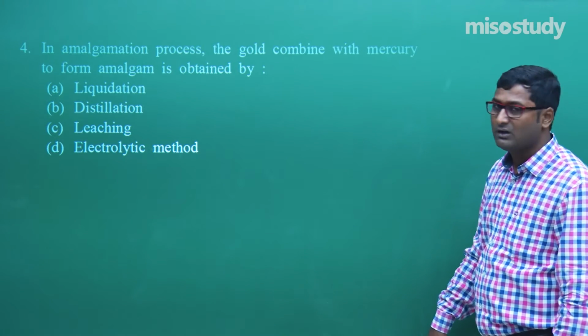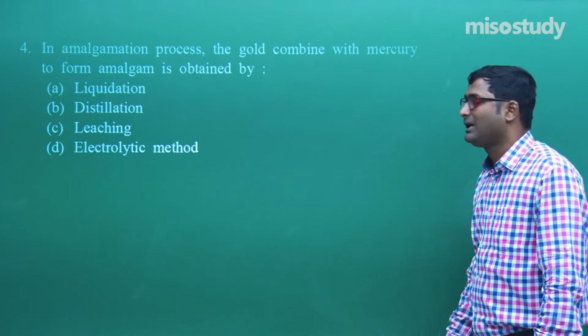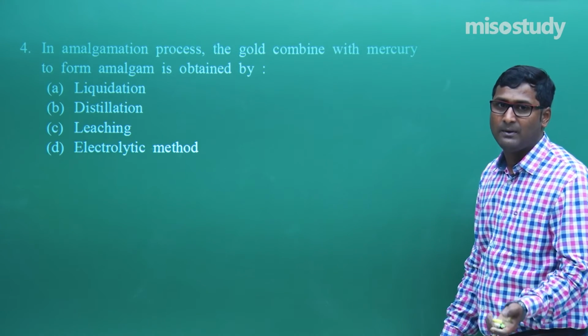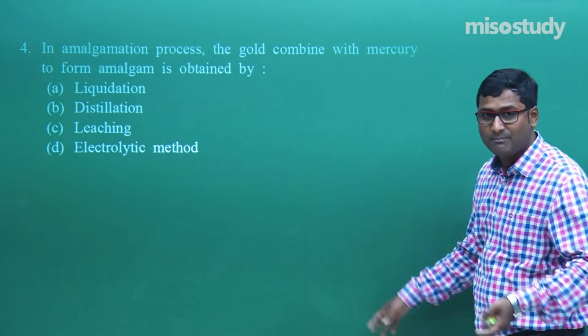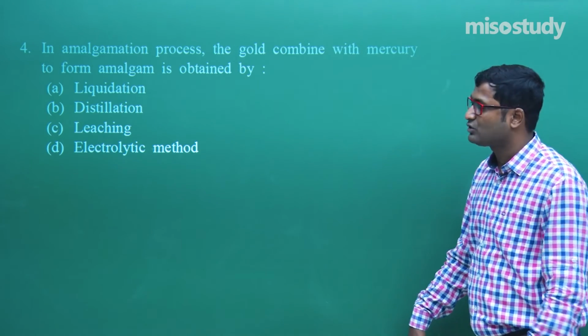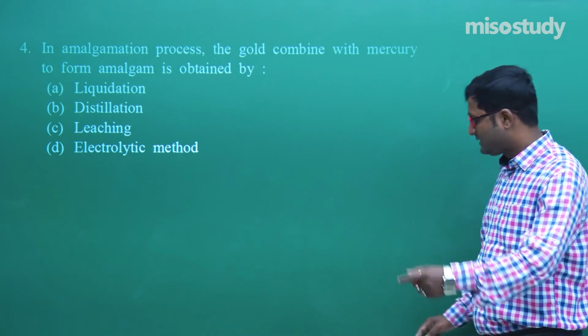In the amalgamation process, gold combines with mercury to form an amalgam. As we know, sodium amalgam, sometimes silver amalgam, gold amalgam, AuHg. It is a simple process, a theory based question. That is, B is the correct option. For question number 4, B is the correct option.